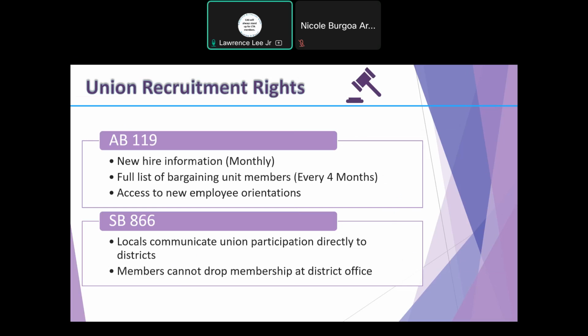AB 119 requires that districts send new hire information on a monthly basis to the local chapters, so those leaders can help engage and recruit them as members. Then on a quarterly basis, the district needs to send a full list of all bargaining unit members, and that includes members and non-members within the entire unit to the local. This can be useful so you can see what your membership count is on a quarterly basis. And then lastly, local leaders have access to the new employee orientations.